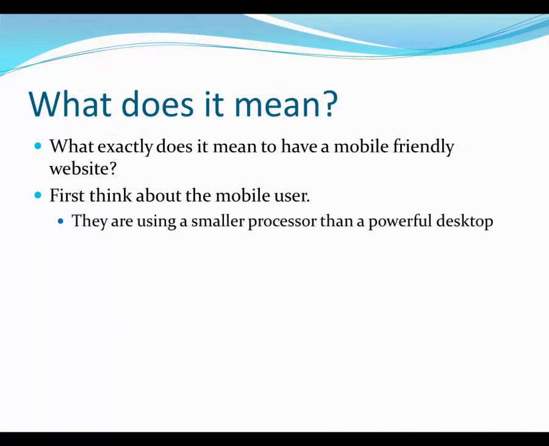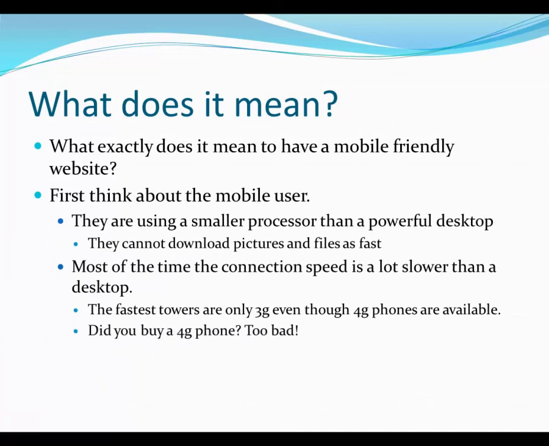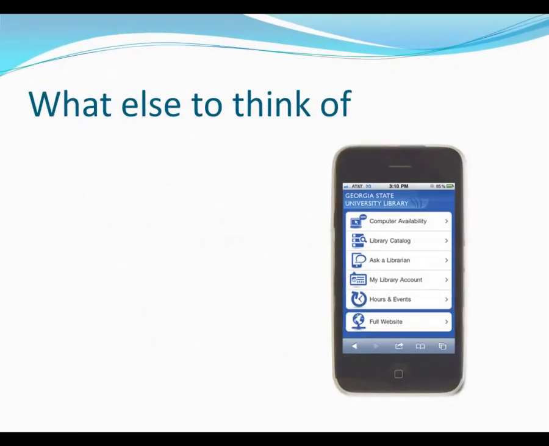They're using a smaller processor than a powerful desktop. They cannot download pictures and files as fast, usually on a mobile device. Most of the time, the connection speed is a lot slower than a desktop. The fastest towers only generate 3G, even though 4G phones are available. Did you buy a 4G phone? Too bad, because you're only going at 3G speeds. The G does not stand for gigabyte, by the way. It stands for generation. It has nothing to do with measurements.